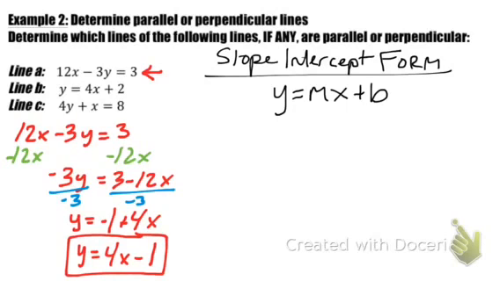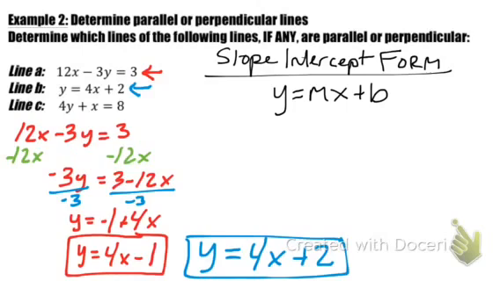Now I'm not determining anything yet. I don't know if they're parallel or perpendicular to one another. Right now I'm just trying to determine the slope-intercept form of each equation. So line B, luckily, y equals 4x plus 2, is already in slope-intercept form, so I'm just going to write that down. I bet you can make a conclusion about line A and line B, but I don't want you to yet. Let's look at line C.